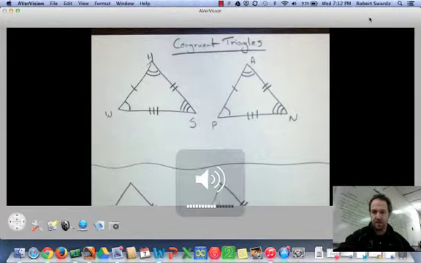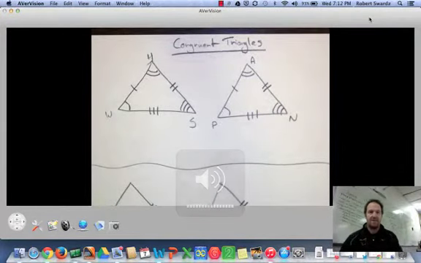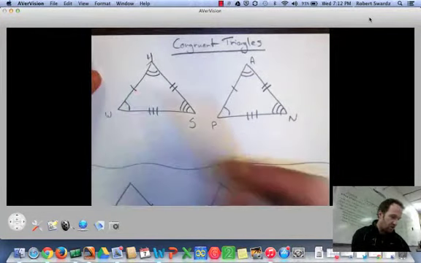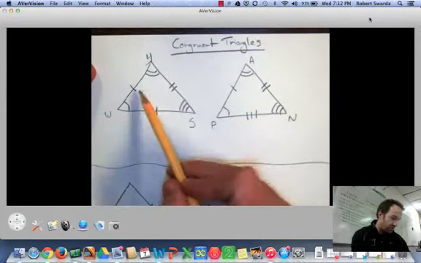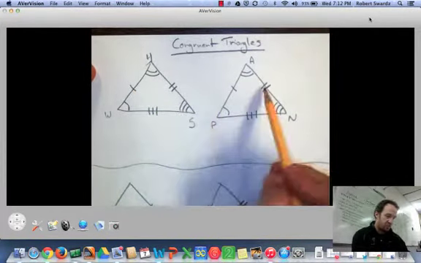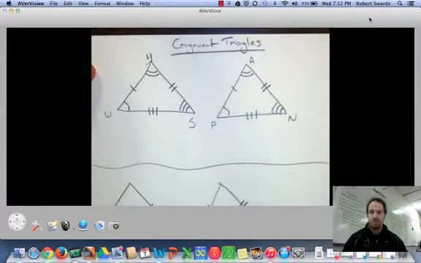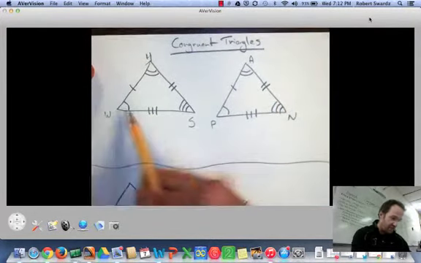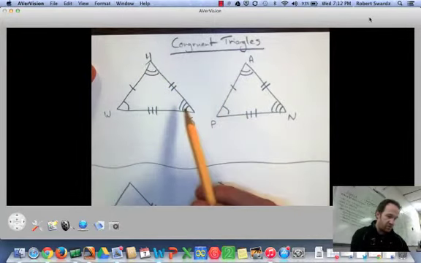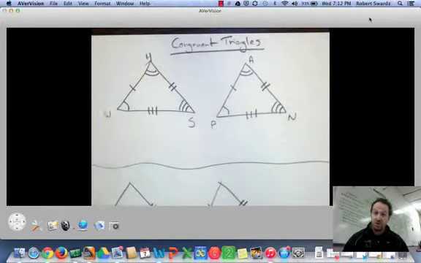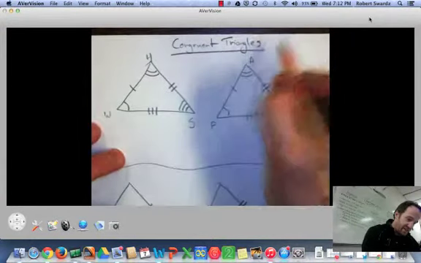Triangles that are congruent have all the corresponding parts the same. So these two sides are equal in length, these two sides are equal in length, these two sides are equal in length. But not just the sides, the angles as well. These two angles are the same, these two angles are the same, these two angles are the same. They have three pairs of corresponding sides that are the same. They have three pairs of corresponding angles that are the same. That's what congruent triangles are. They're exactly the same size and same shape.